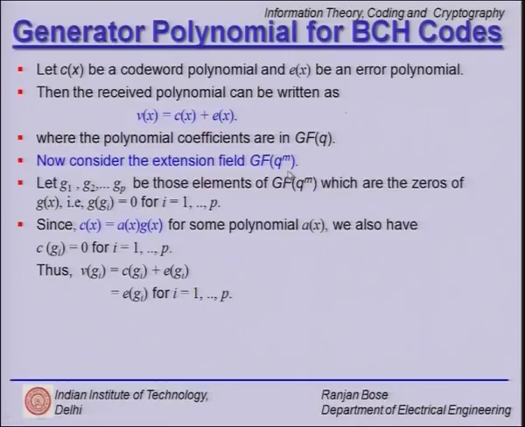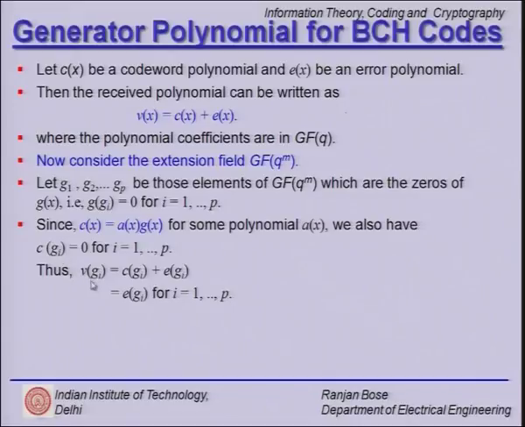Now, we look at the extension field GF(q raised to m). Let G1, G2 up to Gp be those elements of GF(q raised to m) which are the zeros of g of x, that is g of Gi is 0. Now, why do we need that? Well, c of x is some polynomial a of x times g of x. So, if Gi is a zero of g like this, then Gi must be a zero of c.